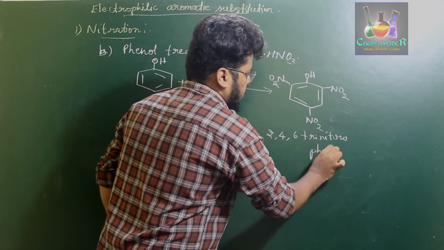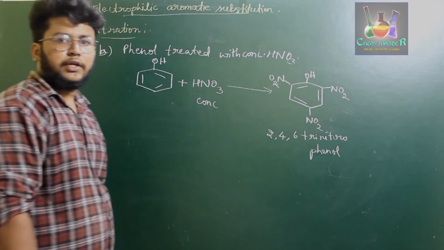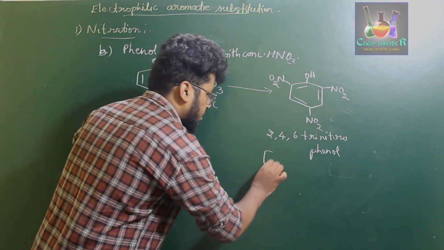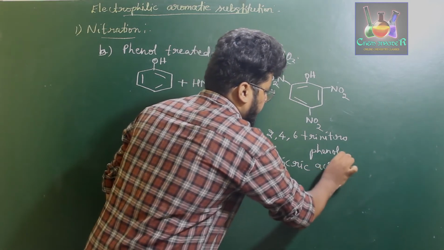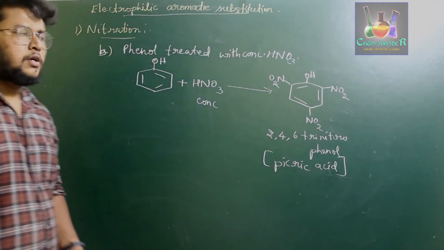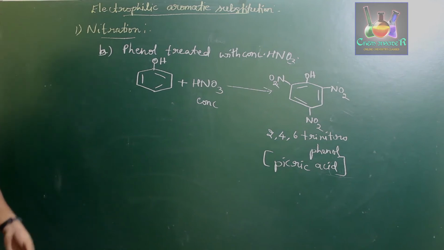To form 2,4,6-trinitrophenol. This particular compound, 2,4,6-trinitrophenol, is called picric acid. Okay, so this is the process when phenol is treated with concentrated nitric acid.